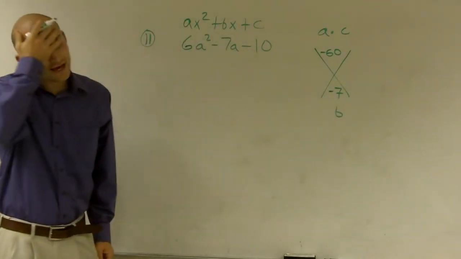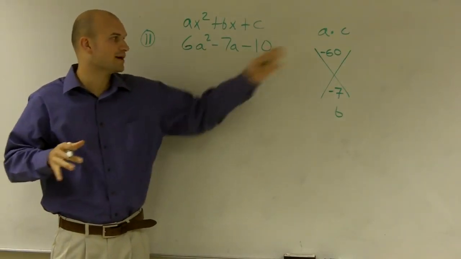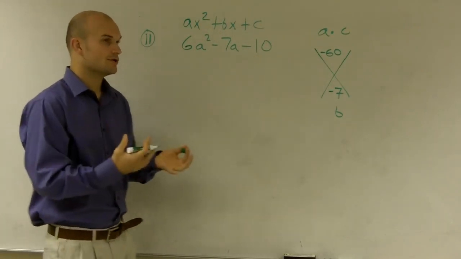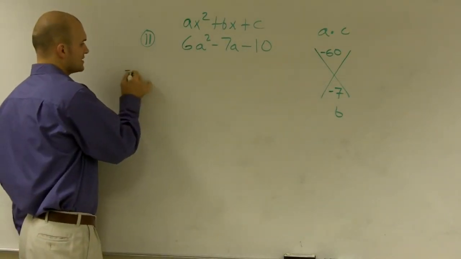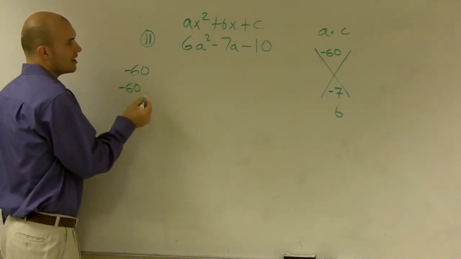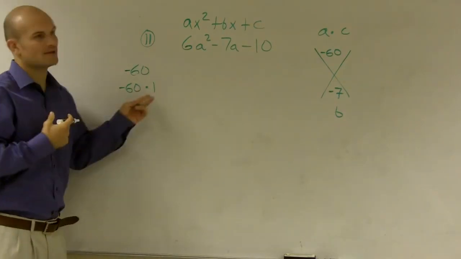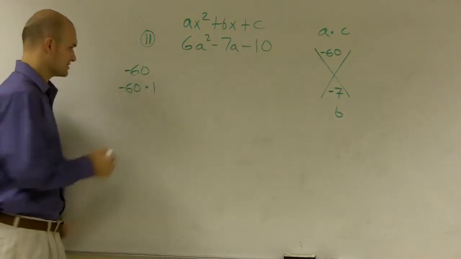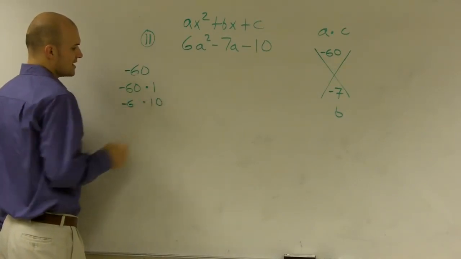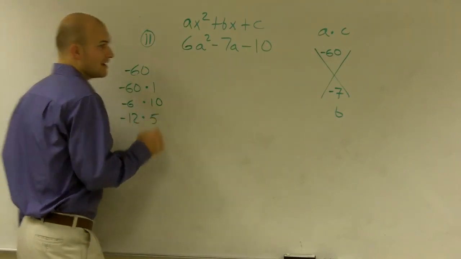All right, so then I need to look at this and ask what two numbers multiply to give me negative 60, but add to give me negative 7? You can look at all the factors of negative 60. It could be negative 60 and 1, or negative 1 and 60, but I'm just going to do one set. You could do negative 6 times 10. You could do negative 12 times 5.